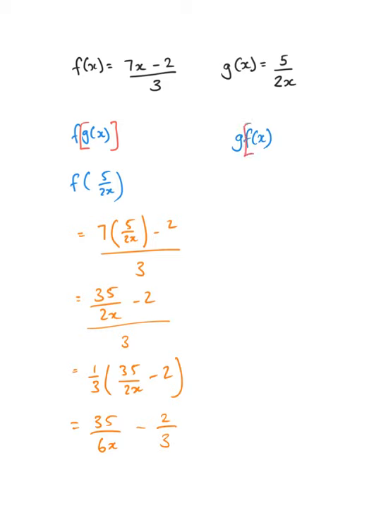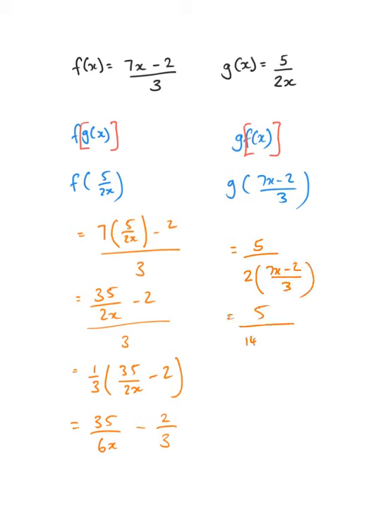So again, I'll be finding the g of whatever my f of x is. So I'm finding g of 7x minus 2 over 3. So wherever I see x, I write 7x minus 2 over 3. So that's going to be 5 over 2 times 7x minus 2 over 3, which is 5 over 14x minus 4 over 3. And again, if we think about our fraction rules, that's the same as 5 over 1 multiplied by 3 over 14x minus 4. So that's 15 over 14x minus 4, which again is very different to fg of x.